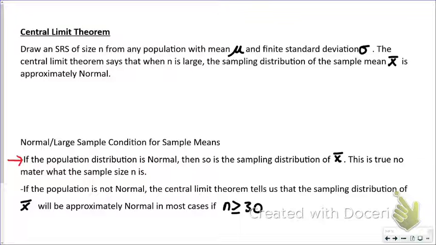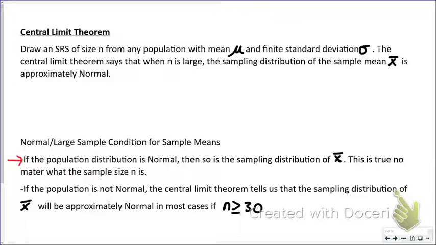So before we talk about the central limit theorem, first look at where I drew the red arrow. If the population is stated to be normal, or somehow you know it's normal, then no matter what, you know that the sampling distribution will be normal.